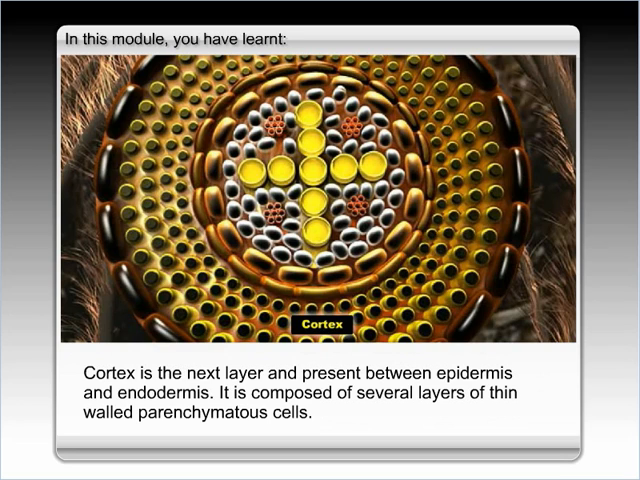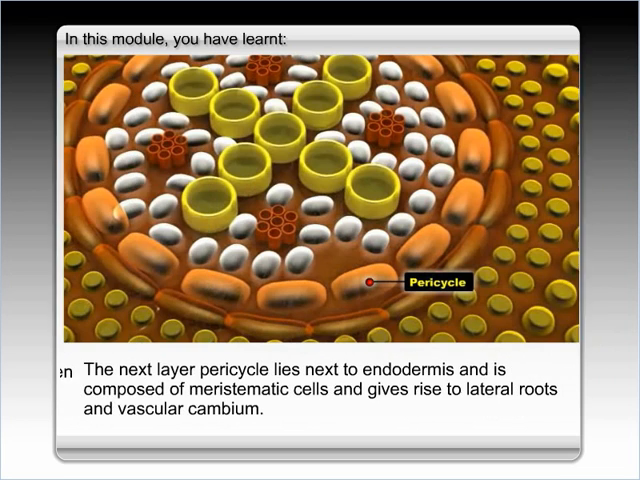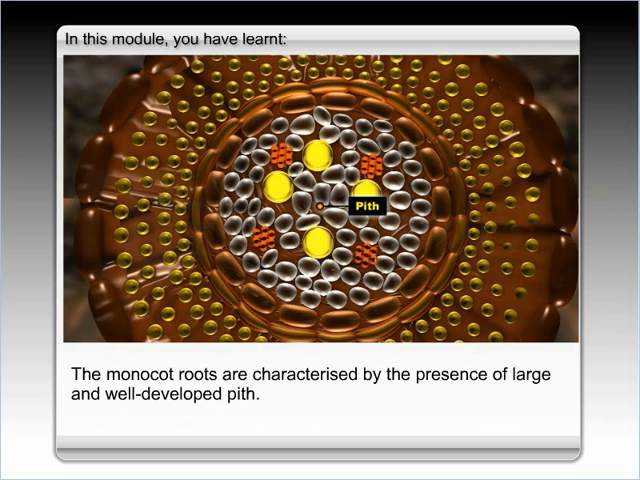It is composed of several layers of thin-walled parenchymatous cells. Endodermis, the innermost layer of cortex, lies in between the cortex and the pericycle and surrounds the vascular tissues. The next layer, pericycle, lies next to endodermis and is composed of meristematic cells and gives rise to lateral roots and vascular cambium. The monocot roots are characterized by the presence of large and well-developed pith.